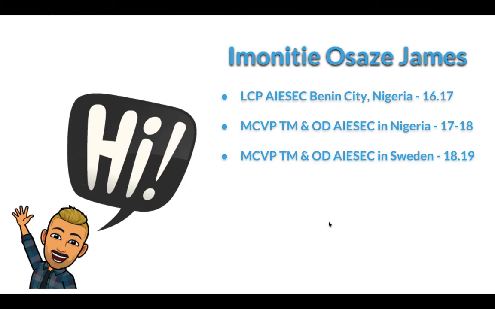A brief introduction. My name is Imonitio Osaze James, but many people call me just Osaze. I was LCP of AIESEC in my local committee, Benin City in Nigeria 16/17. I was MCVP last term in Nigeria 17/18, and of course I'm MCVP TM&OD in the current term.